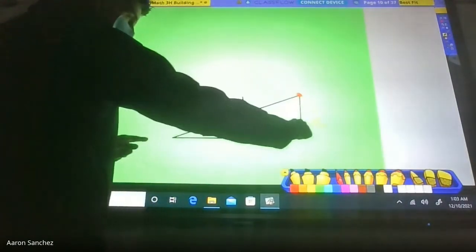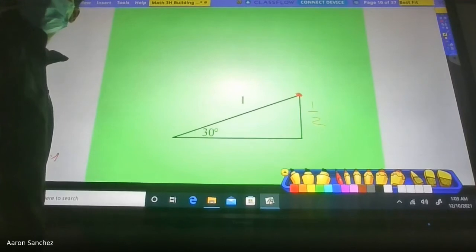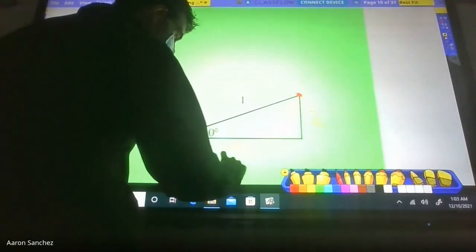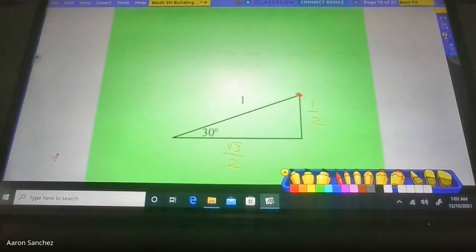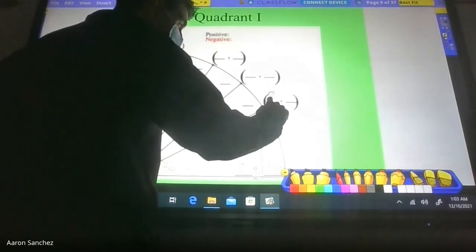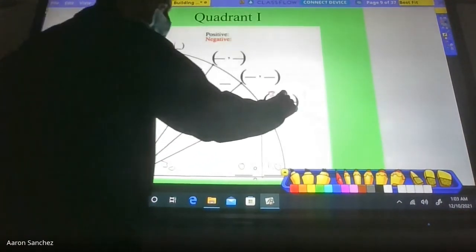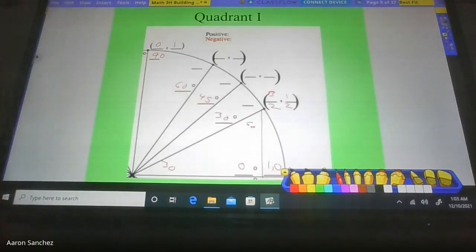1/2. And what's the X? Root 3 over 2. You guys good with that? Is anyone confused by that? Raise your hand if you understand so I know we can move on. So we said the X value was root 3 over 2, you can write it like that. And the height is what? 1/2. There you go. You guys got it? Yes.